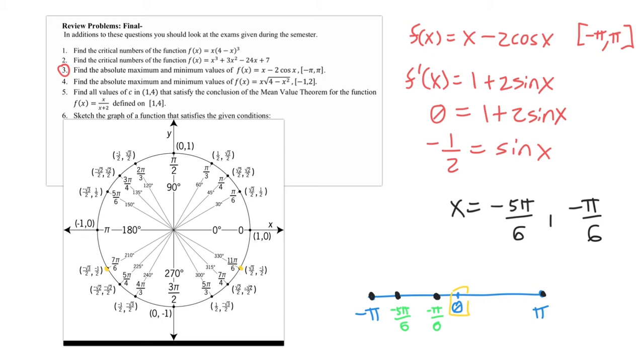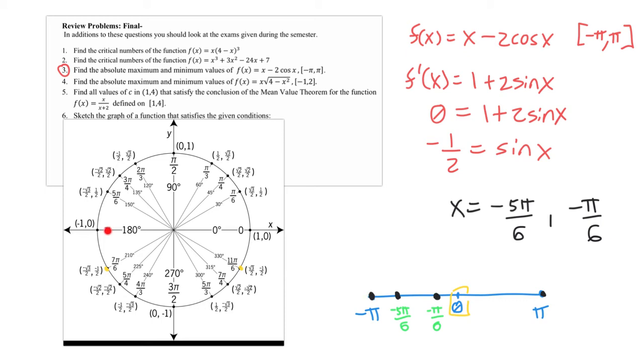So what we want to do is plug these four x values into the original function and see what the y value turns out to be, and also get a sense of which of those y values is the greatest, because in that case it's going to be the absolute maximum, and which of those y values is the least, in which case it's going to be the absolute minimum. So let's start with negative pi.